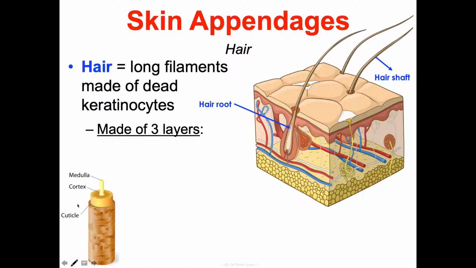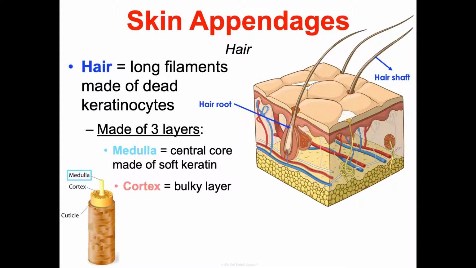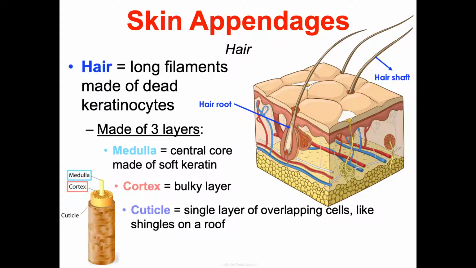If we're looking at a hair cell super zoomed in like we see here, there's 3 layers to it. The medulla is the deepest layer. It's the central core. It's made of soft keratin. The cortex is the bulky layer around that. And then the cuticle is a single layer of overlapping cells. And the way they overlap makes shingles on a roof. So, fun fact about this, which is why I included this, if you have super thin hair, or really fine hair, I guess I should say, if you were to look at a hair strand and say that's really fine, you may not even have a medulla in your hair, which is kind of crazy.